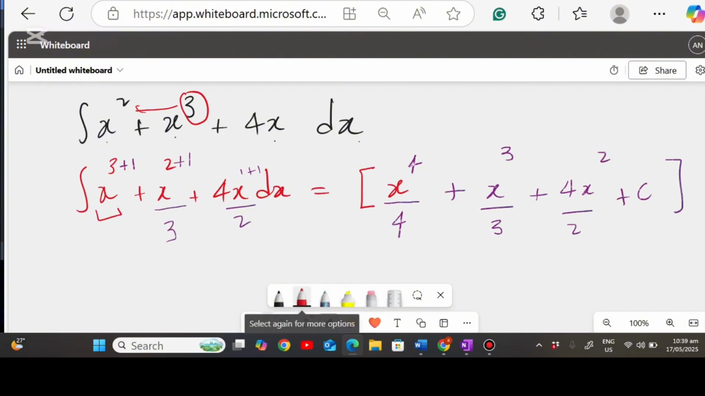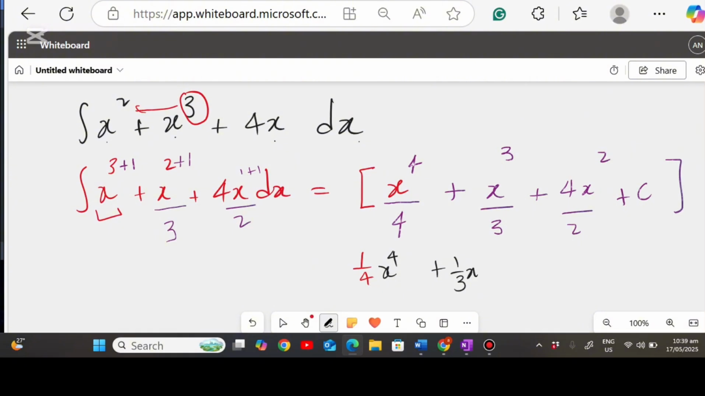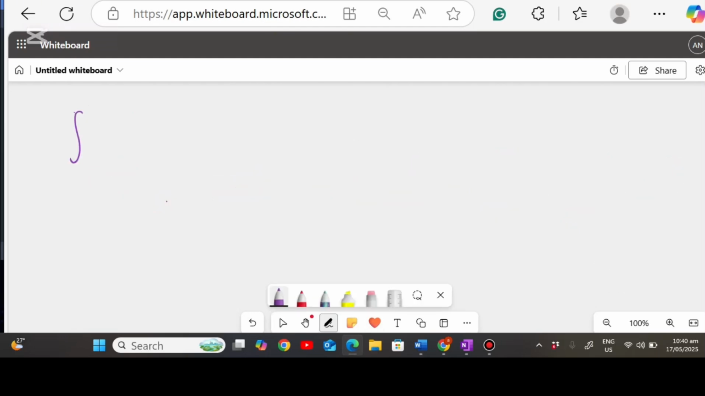I can also clean this up a bit. I can also write this as 1 over 4 x to the power 4 plus 1 over 3 x to the power 3 plus 4 divided by 2 is just 2x squared plus c, and this is my final solution. Now let's use values here, let's say 2 and 4, and let's use an easy example. Let's say x squared plus 3 dx, and I want to find the value of this integral.